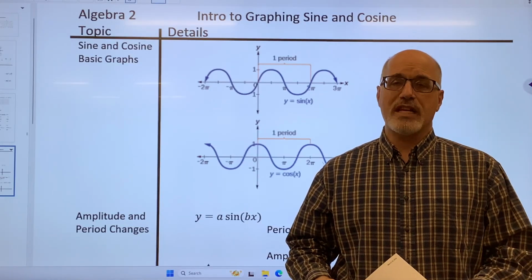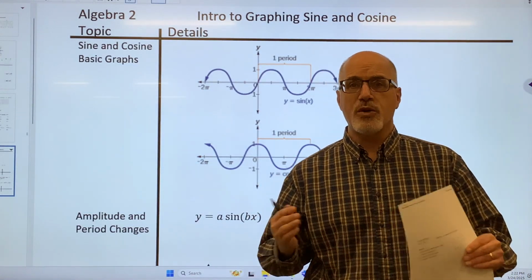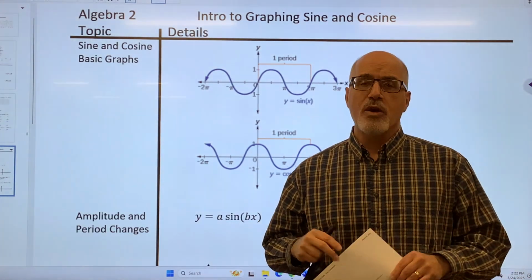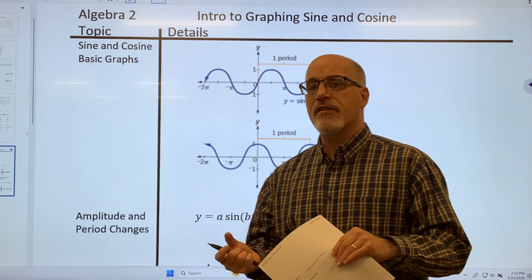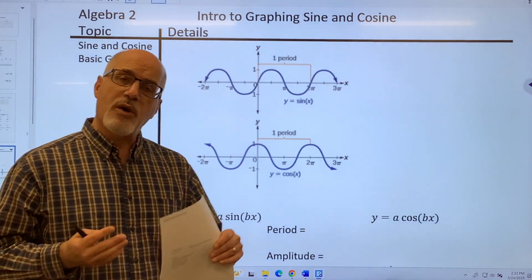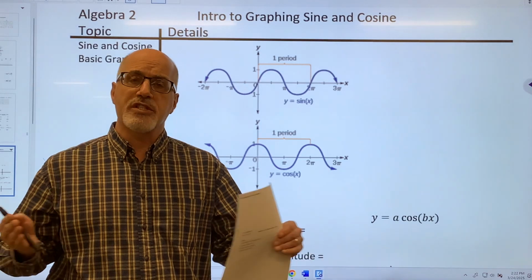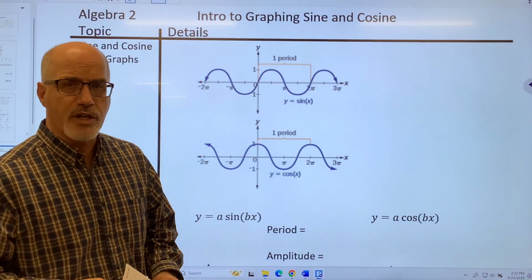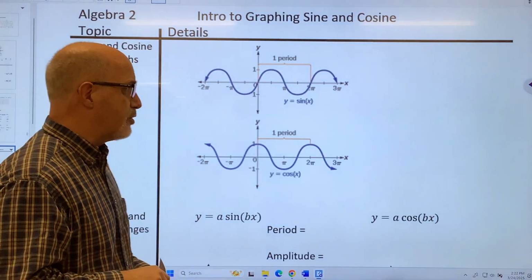The objective of this lesson is to be able to graph sine and cosine with either amplitude or period changes. We're going to look at the basic family of functions for both sine and cosine, and then we're going to look at when you stretch it horizontally, which is a period change, or if we stretch it vertically or shrink it vertically, which is an amplitude change.